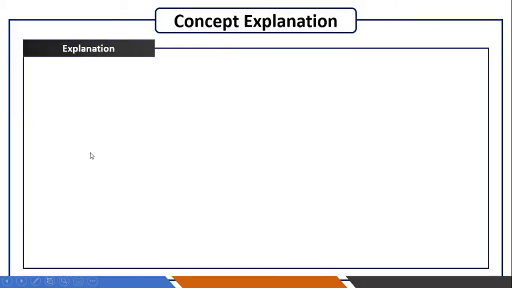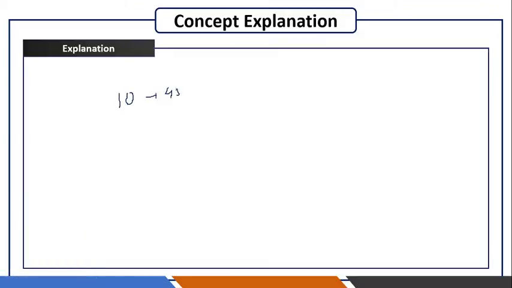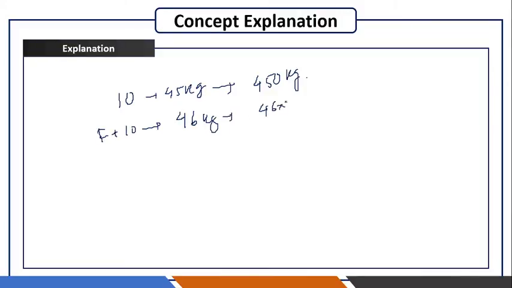So I was saying that in this problem we had total 10 students whose average weight was 45 kg, and the total weight hence becomes 450 kgs. Now when I am adding one more faculty with these 10 people, the average weight becomes 46 kg. The total weight hence becomes 46 into 11, which you can easily find out as 506 kg.